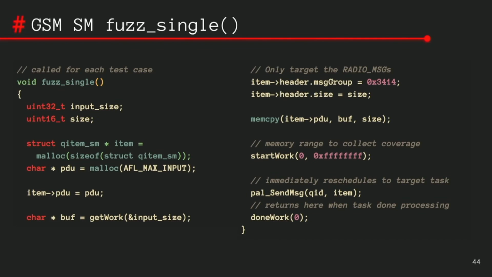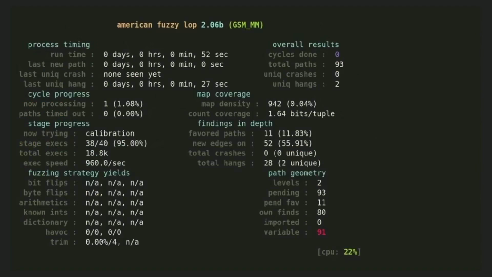Here's the actual fuzz single. What it really does is very much the same. It will allocate a message queue item. It'll allocate a PDU. It will get the work from AFL. It will copy it in, set the size, set the radio message ID, which will be reverse engineered, start collecting coverage, and send the message. And this is an important part. It actually will send the message from the AFL task, and then the RTOS will reschedule directly towards the target task. And we did this by setting the priority of our AFL task to the lowest possible. And then finally, once that message is in processing or any sub messages return, it will call done work and do it all over again.